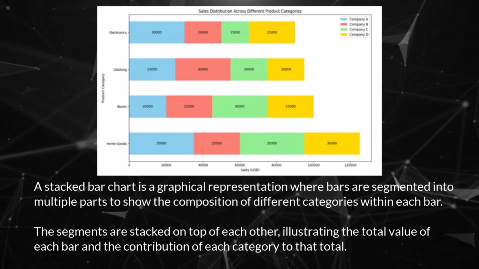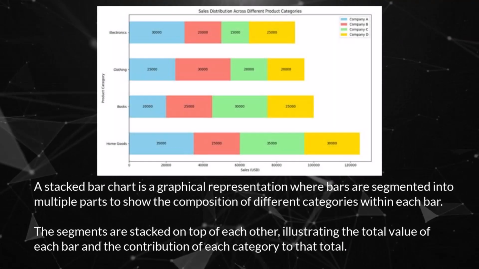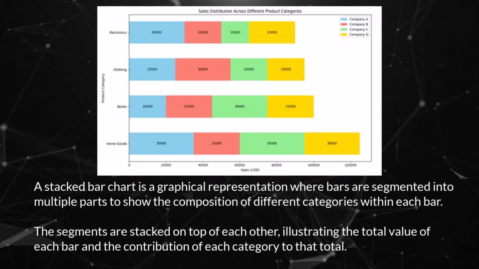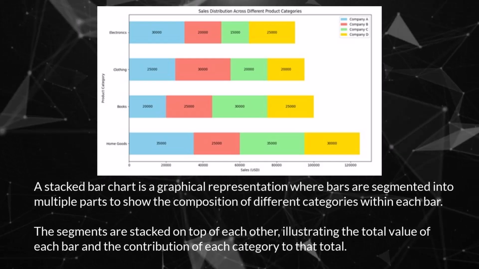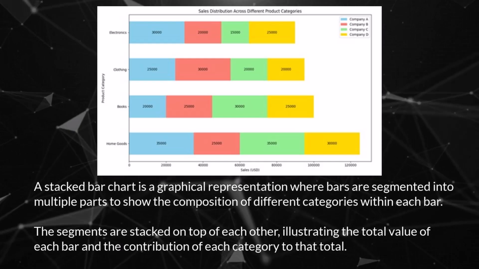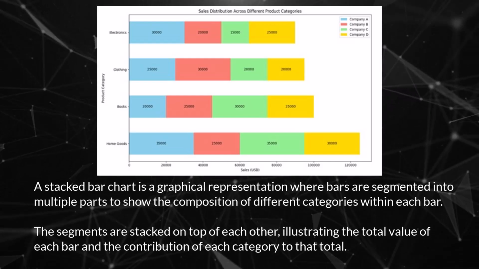A stacked bar chart is a graphical representation where bars are segmented into multiple parts to show the composition of different categories within each bar. The segments are stacked on top of each other, illustrating the total value of each bar and the contribution of each category to that total.